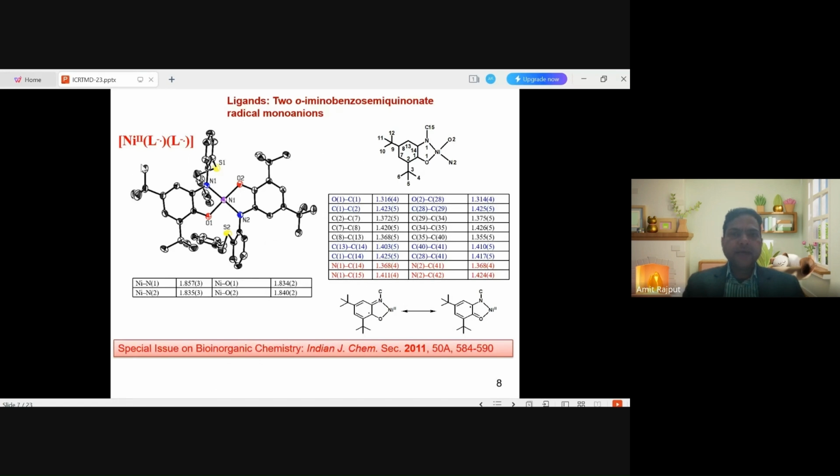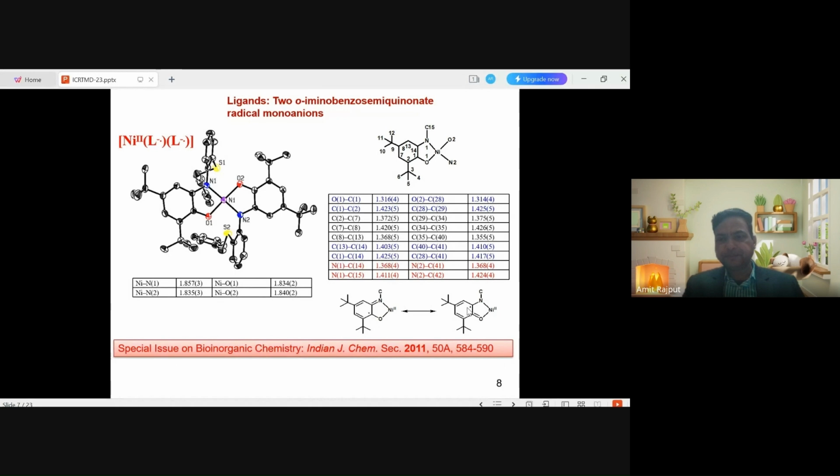Now from this ligand, a nickel metal complex was synthesized. So nickel is here and two ligands are coordinating with this metal: nickel with the nitrogen and oxygen of one ligand and the nitrogen and oxygen of the other ligand. So this is 4 coordination. Sulfur is not binding here. This is sulfur, this is sulfur, so it is not binding. Now after synthesis of this complex, the authors paid attention to whether the radical is here or here.